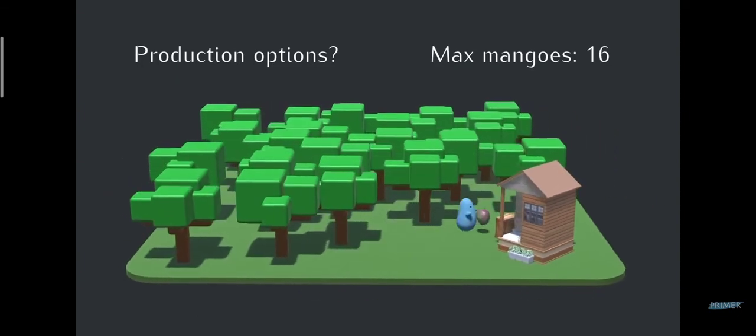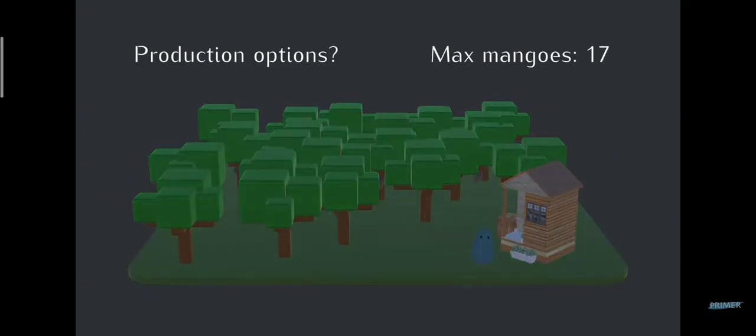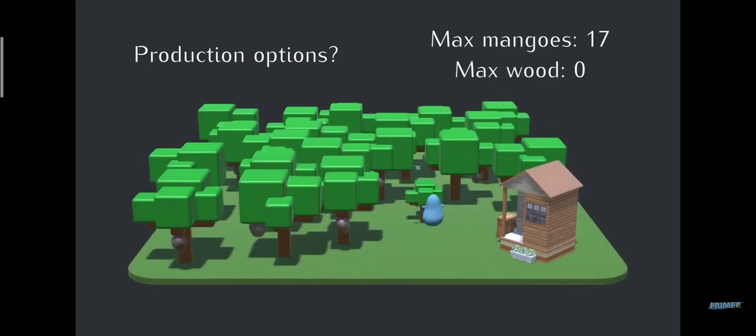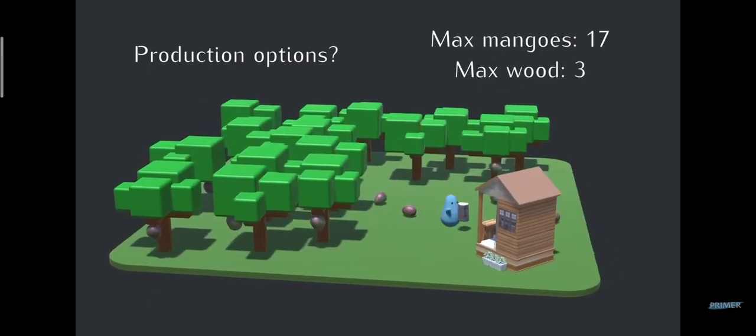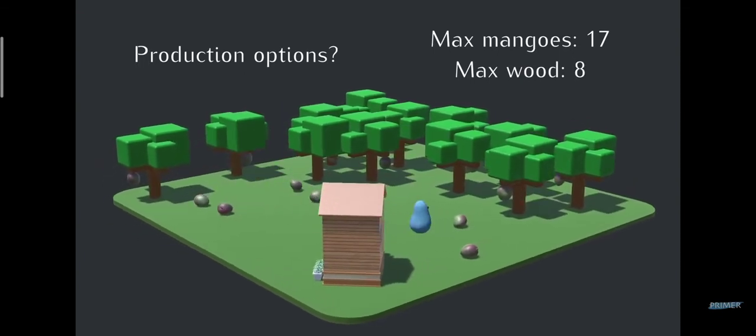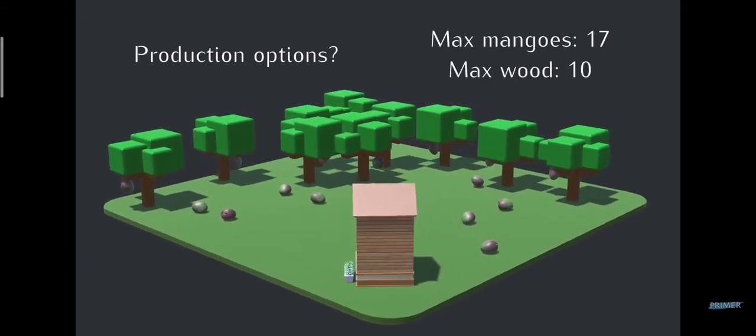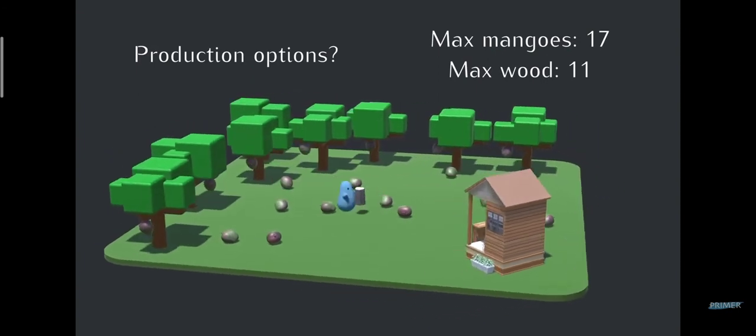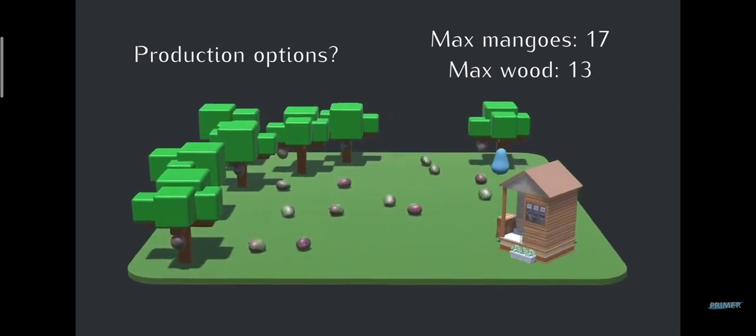Alright, 17 mangoes total. Now let's try collecting only wood. It does take a moment to chop down a tree, so the blob probably won't get quite as many pieces of wood. Alright, looks about right, it got 14 total.